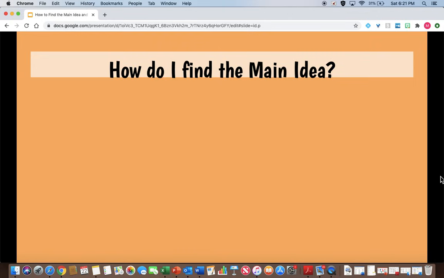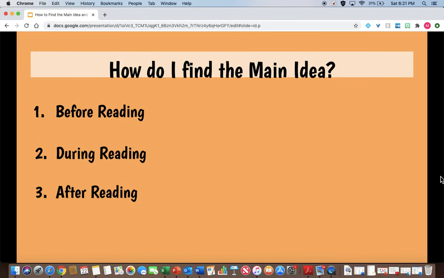And now we need to figure out, well, how do I find the main idea? I have an idea of what I'm looking for, but how do I look for it? There are going to be 3 steps: 1 before reading, 2 during reading, and 3 after reading. So let's break down our steps.